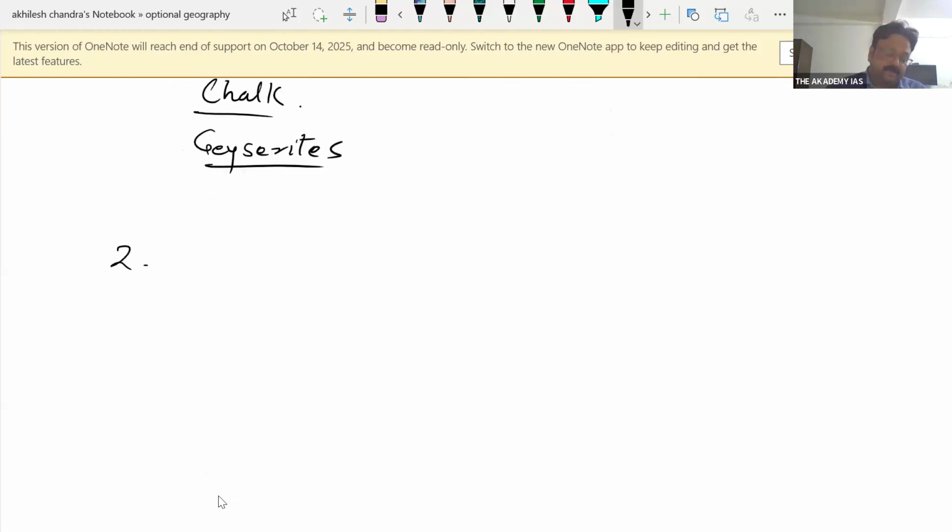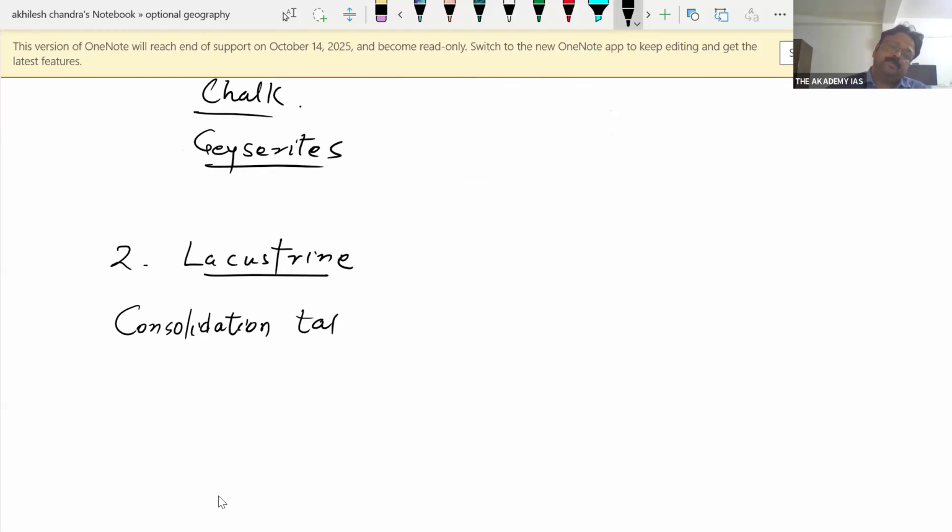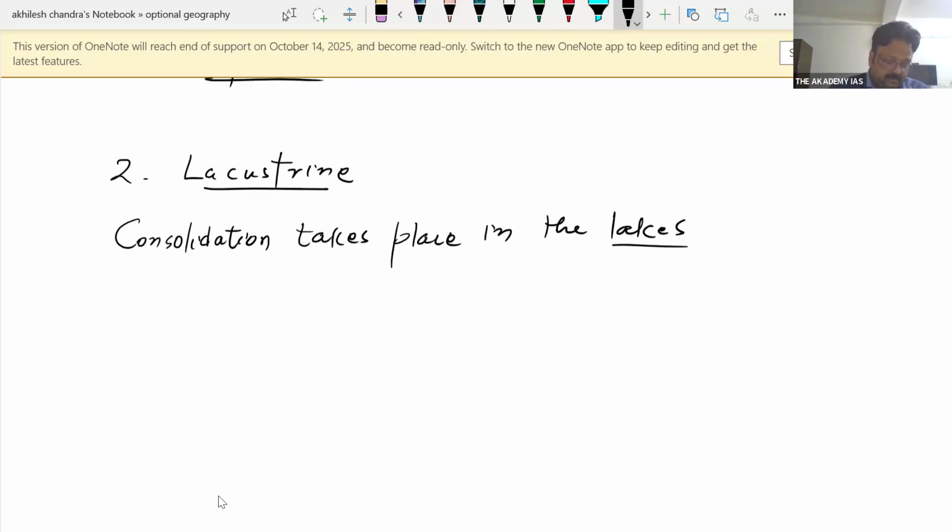The next one is lacustrine. Lacustrine argillaceous sedimentary rock. So when the consolidation takes place, consolidation meaning cementation, in a lake environment, in the lakes, we call it lacustrine argillaceous sedimentary rock. Fine.